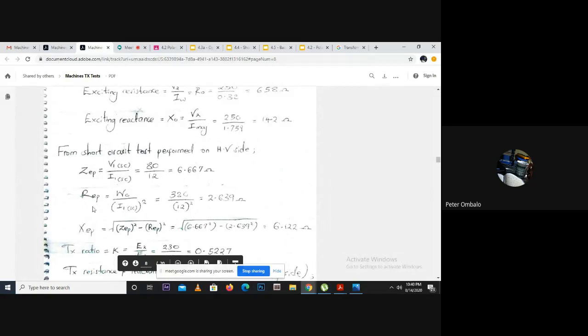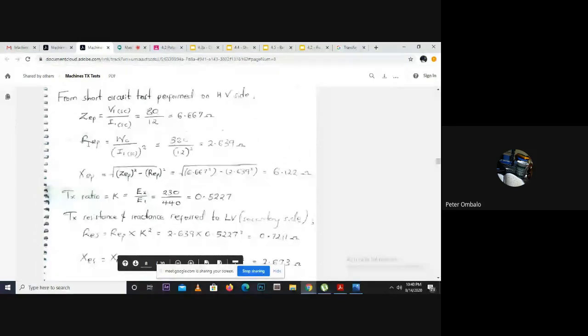So Z equivalent of the primary is going to be V that we measured over I that we measured, which gives us this. And R is obtained from power equals I squared R, so R is going to be power over the square of the current, which gives us this. And from these two, we had this formula, if you guys can remember, so we can get the reactance as well. So now we have the short circuit parameters, but they are on our high voltage side, because the short circuit test is conducted on the high voltage side.